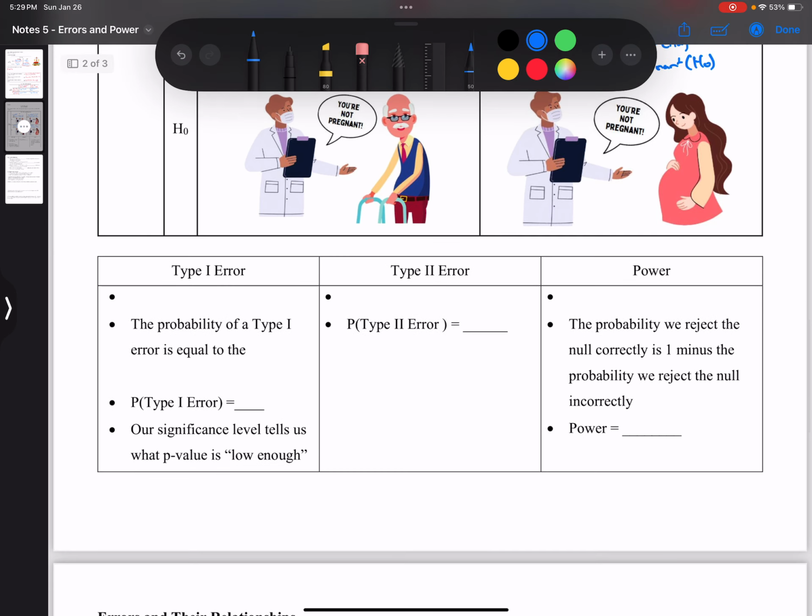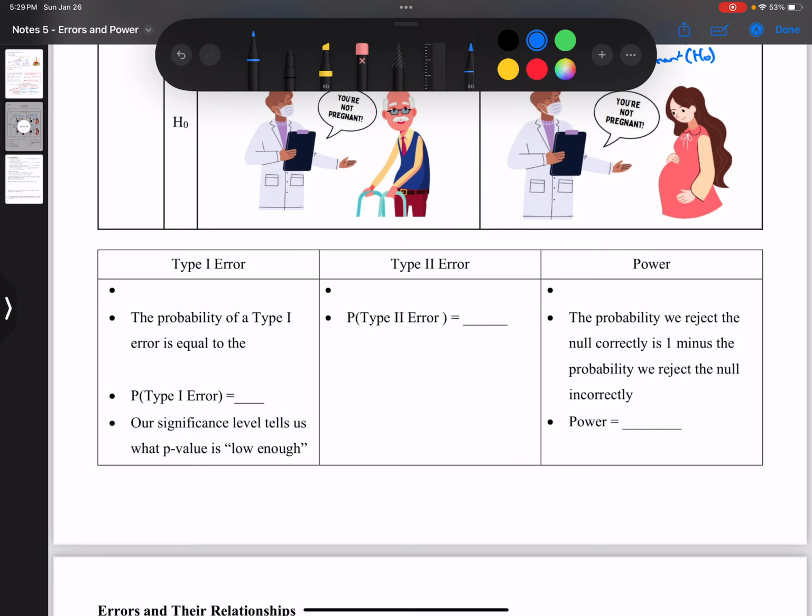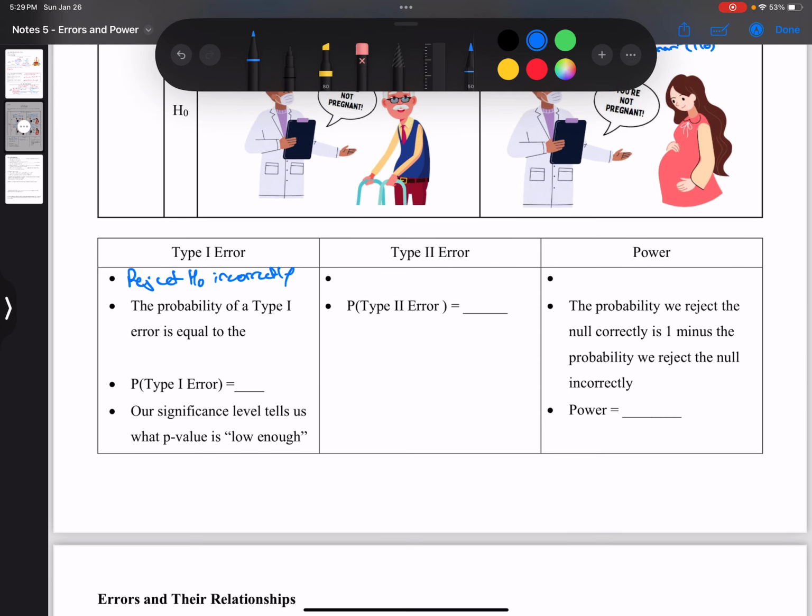Okay, so let's talk a little bit about some specifics about the two types of errors and power. Type 1 error is where we reject the null incorrectly. If we want to find the probability of making a type 1 error, it's pretty quick. It's equal to the significance level, which means the probability of making a type 1 error is our alpha. And that significance level is going to tell us which p-value is low enough.